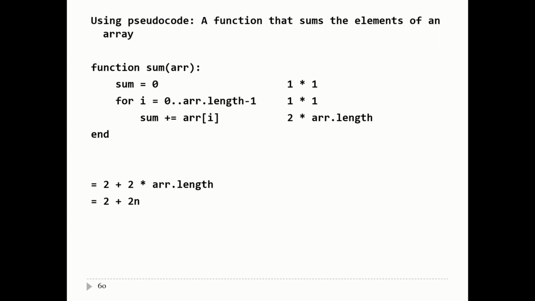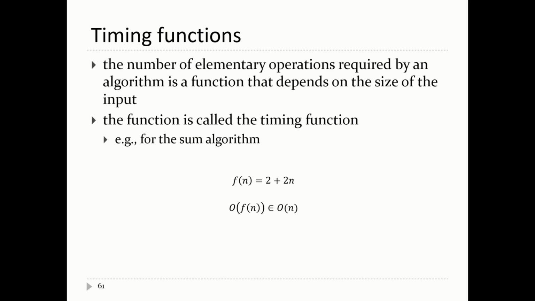That's the number of elementary operations required. And if you stare at that for a second, you say, yeah, that makes sense, because if I need to sum n elements in the array, then I'm going to have to perform something proportional to n. That thing right there, that 2 plus 2n, is called a timing function. The number of elementary operations required by an algorithm is just a function that depends on the size of the input, and that function is called the timing function. So for the sum algorithm, the timing function, you can call it whatever you want, f of n, t of n are both common, is just 2 plus 2n.